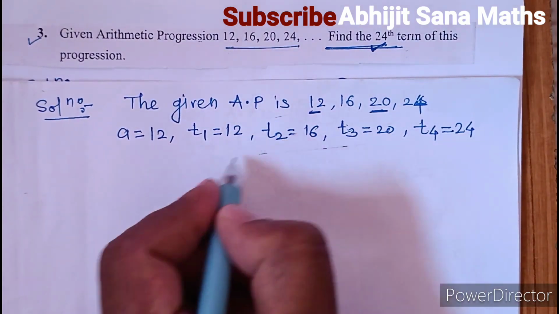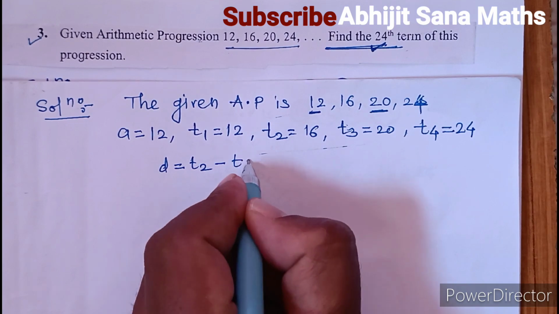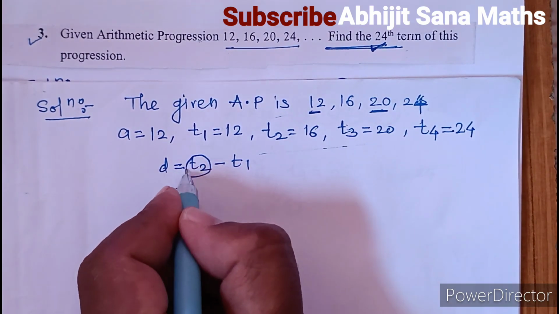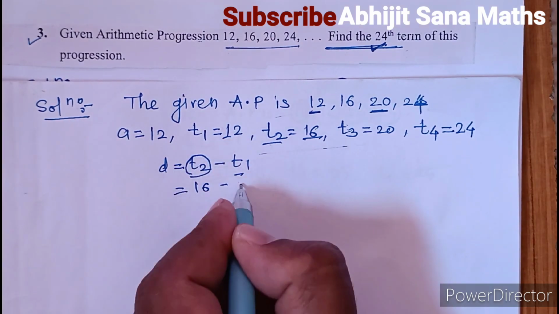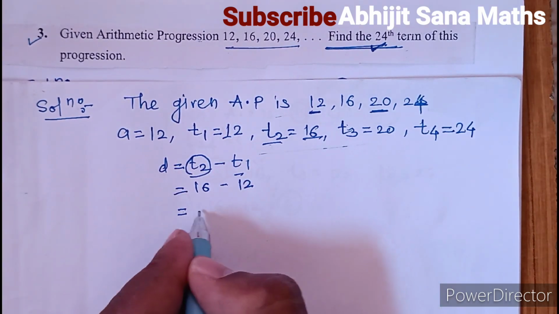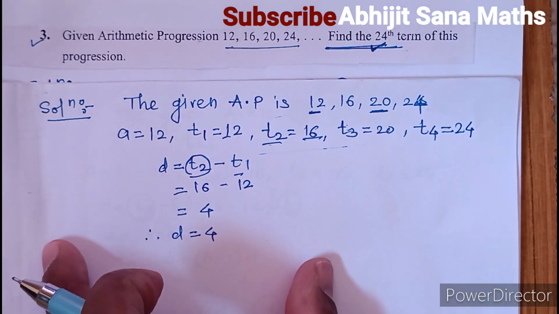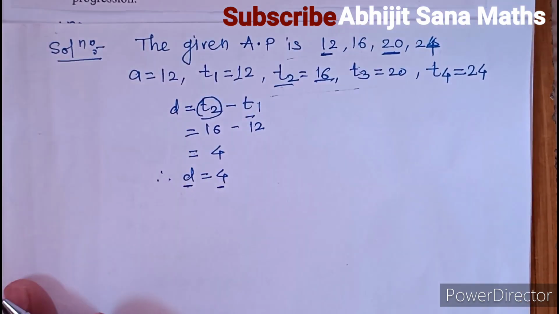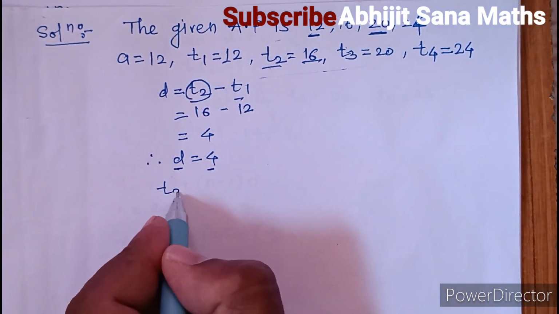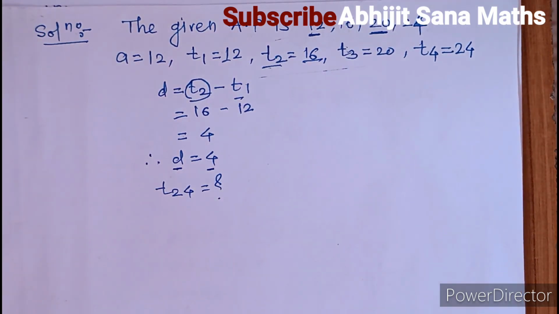Now first calculate the value of d, that is d equals t2 minus t1, the value of t2 is 16 minus the value of t1, which is 12. 16 minus 12 is 4. Therefore we get d equals 4. This is an arithmetic progression, therefore the value of d is fixed. Now we have to find t24 equals how much, means it equals a question mark.